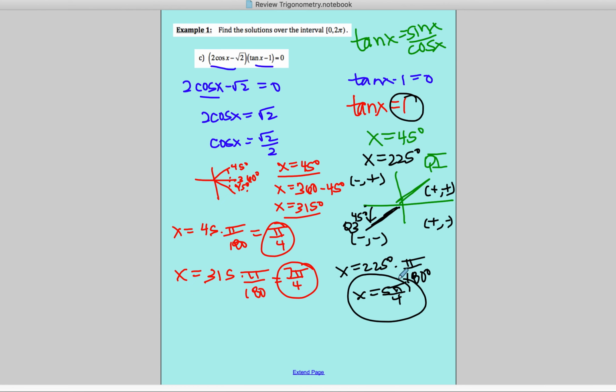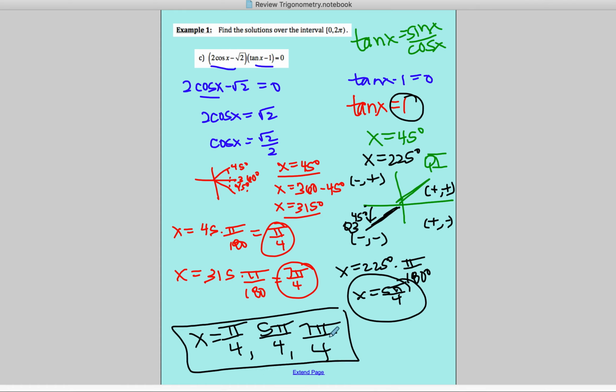So for this problem, we really got pi over 4 for an answer twice, but when you're listing your final answer, you only have to write it once. So we'd have pi over 4, I'm going to go in order, then we got 5 pi over 4, and lastly 7 pi over 4. Those would be all of my solutions for this example.